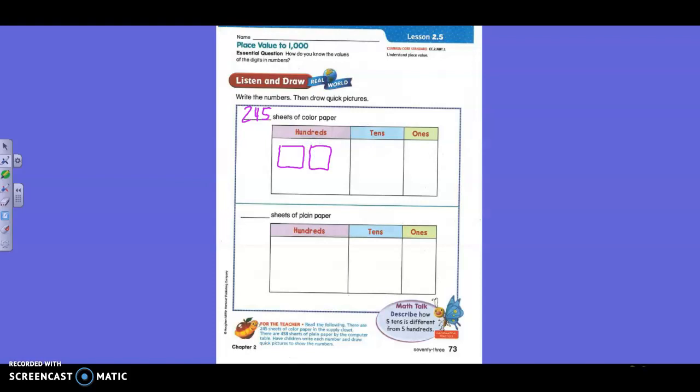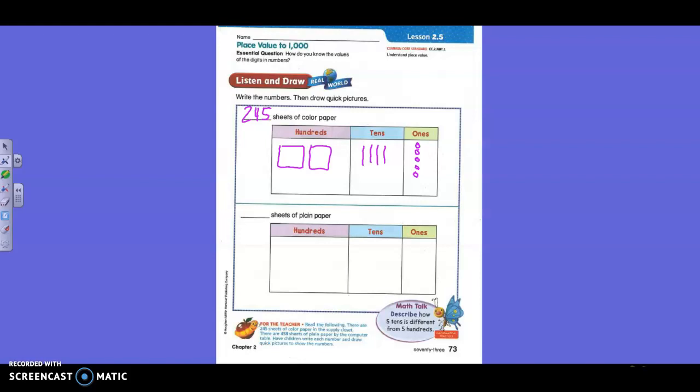4 tens. And how do I draw tens? Okay, 4 tens. And 5 ones. How do I draw ones? Circles. Okay, there is our quick picture. Good job. Now, here's the next one.